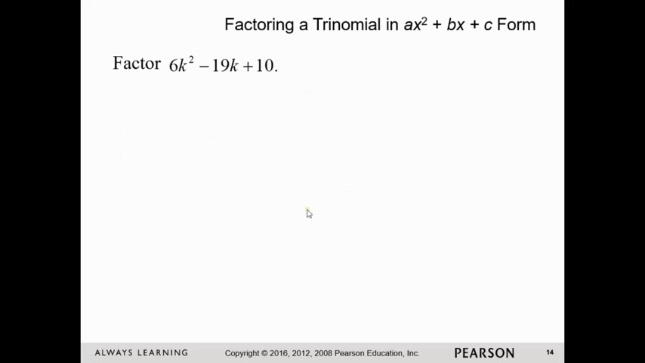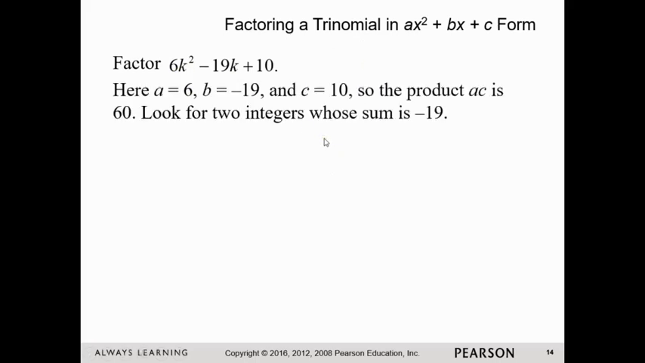So here we have 6k squared minus 19k plus 10. Notice that our leading term is not 1. So it makes it a little more challenging to factor this problem. So the first thing we do is identify what A, B, and C are. A is 6, B is negative 19, and C is 10, which is what we're going by here. So we're going to find the product of AC. So 6 times 10 is 60.